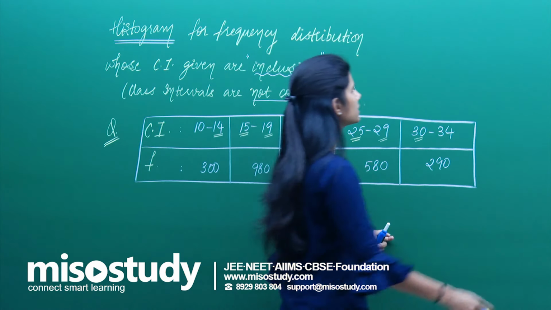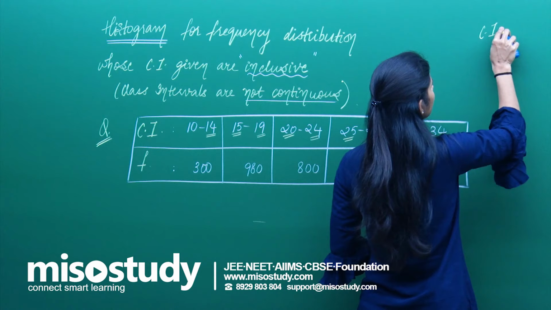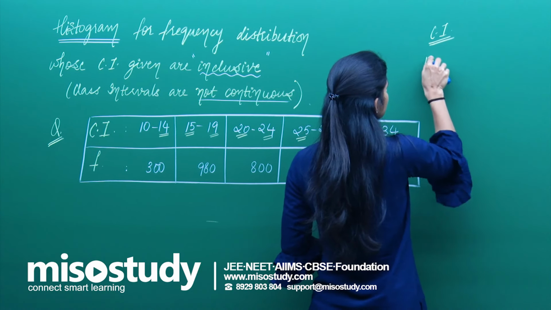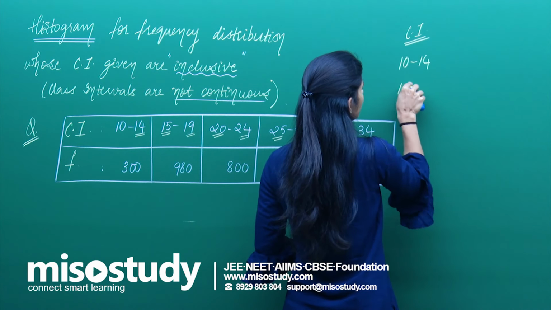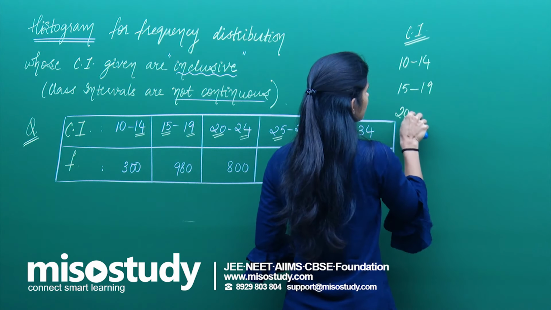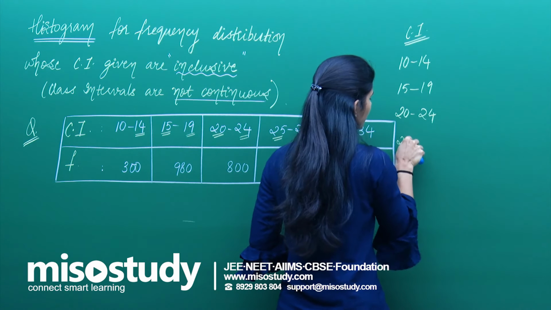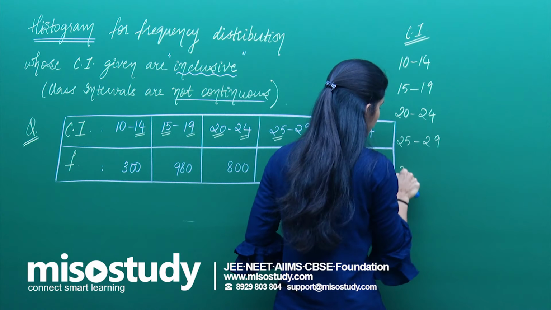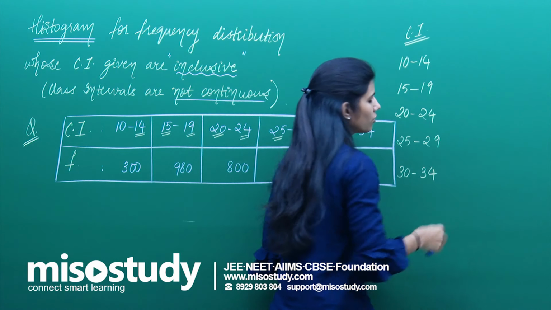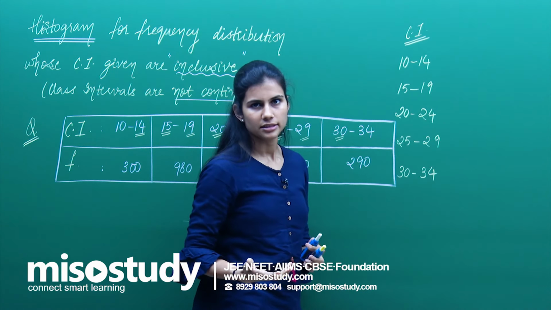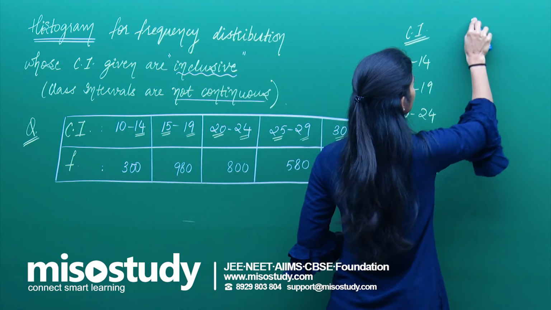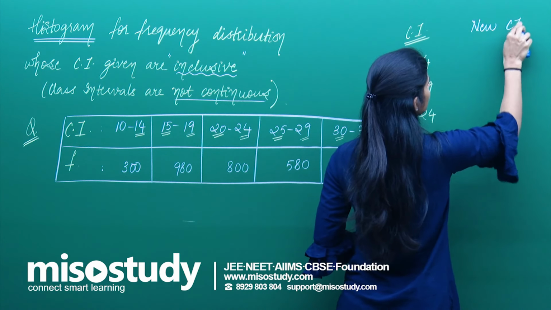So what we are going to do is, we have these original class intervals with us as 10 to 14, 15 to 19, 20 to 24, 25 to 29 and 30 to 34. We modify these class intervals and we create new class intervals.